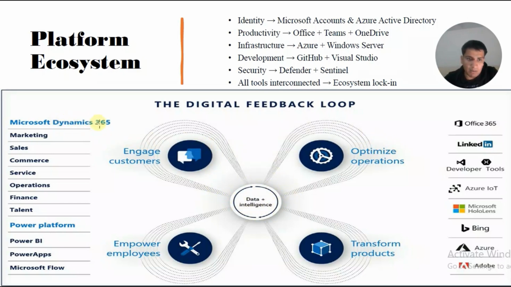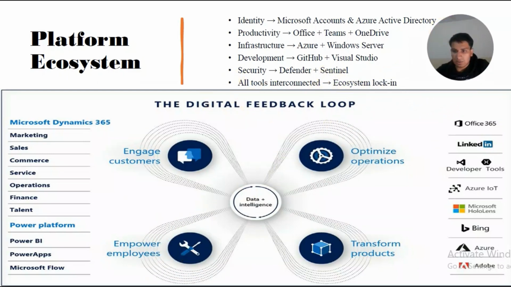So Microsoft Dynamics 365 basically results in marketing, sales, commerce, service, operations, finance, and the Power Platform includes Power BI, Power Apps, Microsoft Flow, and similarly here are different apps which are mentioned. So basically, the Microsoft ecosystem operates it and provides identity like Microsoft Account and Azure Active Directory, and then we convert identity into productivity in the form of Office, Teams, and OneDrive. It also provides infrastructure for app development and AI development, like Azure and Windows Server. It also provides software as a service for development, like GitHub and Visual Studio, and it also provides server and software for security, like Defender and Sentinel. All tools are basically interconnected, and they create the ecosystem for Microsoft.